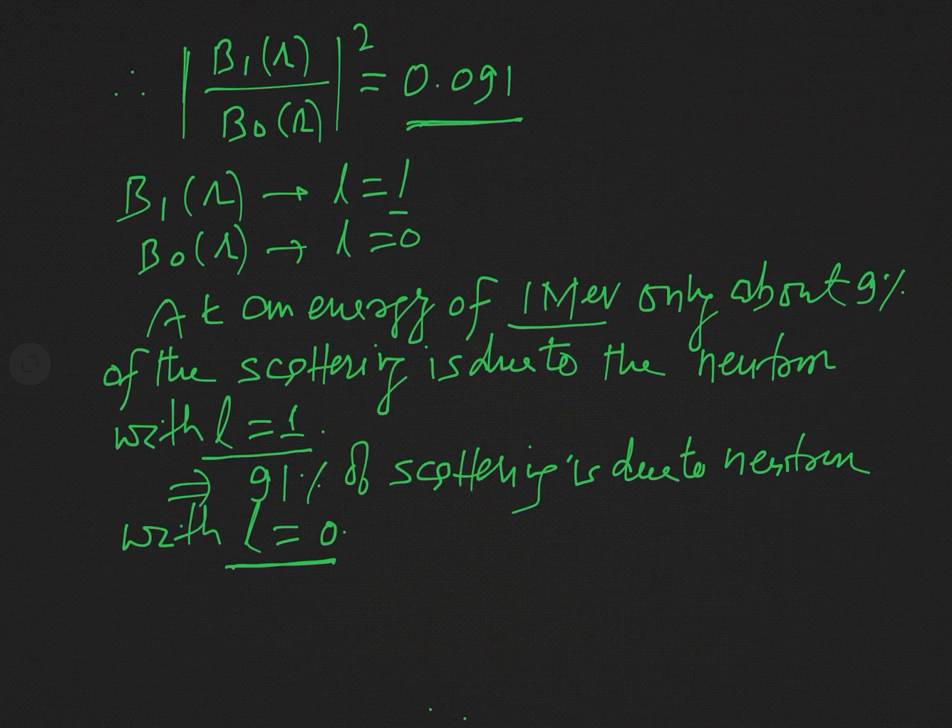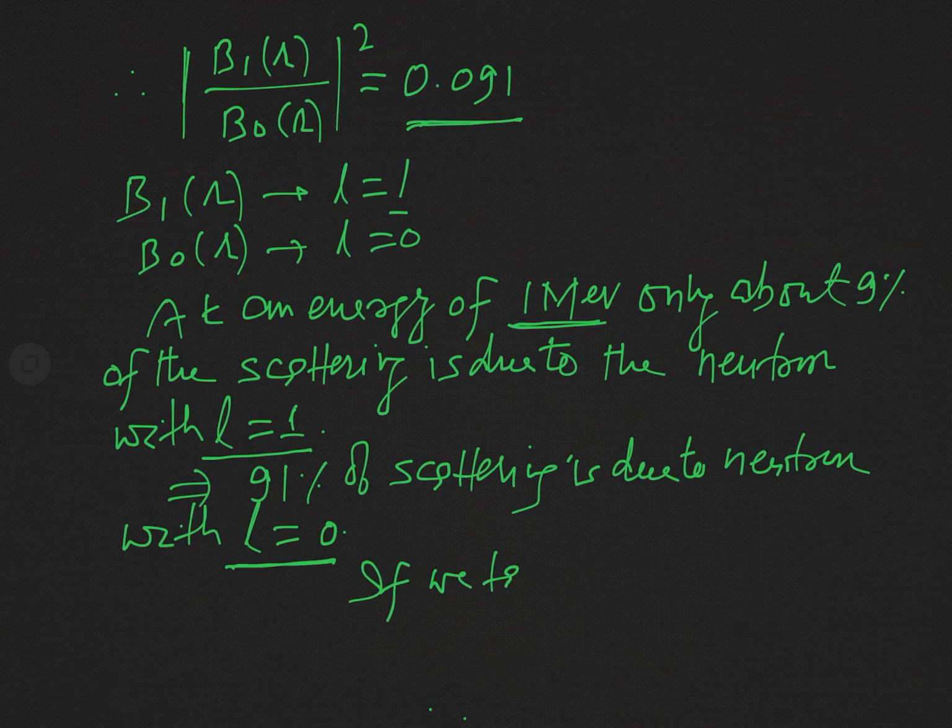So basically we can say that in case of low energy NP scattering, the most probable scattering is S wave scattering, and this is why we will now discuss particularly the S wave scattering. And even, let me give you another example, if we increase the energy of the neutron from 1 mega electron volt to, let us say, 10 mega electron volt.